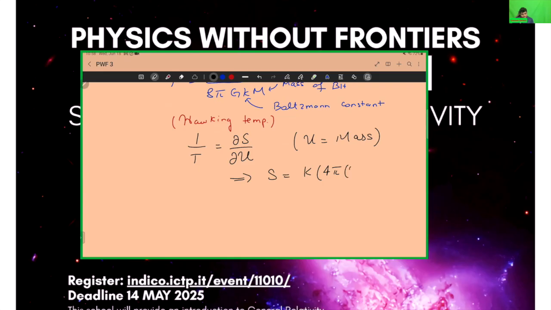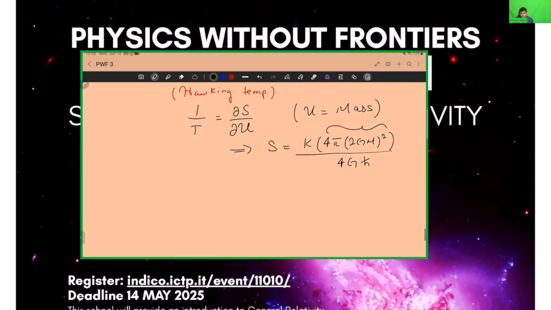Now, the thing is that this is nothing but the area of the black hole. If you have a sphere, its area is 4πr², where r is the radius of the sphere. The radius of the black hole is just the Schwarzschild radius, which is 2GM. So this is just the area of the black hole. So it is k times area over 4Għ, right? So this is black hole entropy. This is sometimes called the Bekenstein-Hawking entropy.